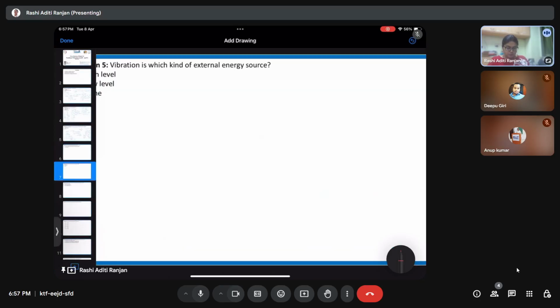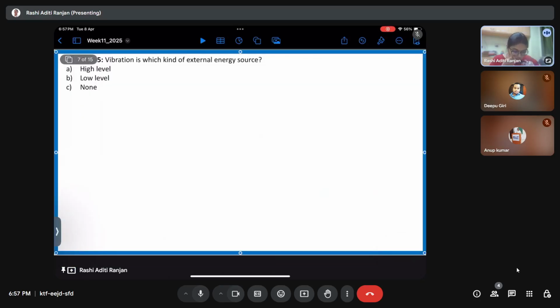Okay, now we'll come to question number 5. Vibration is which kind of external energy source? So the first question is that what is an energy source? So energy source is nothing but a source from where we can extract the energy. Energy source is something from where energy can be extracted.